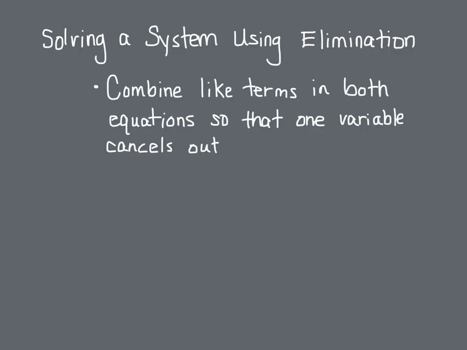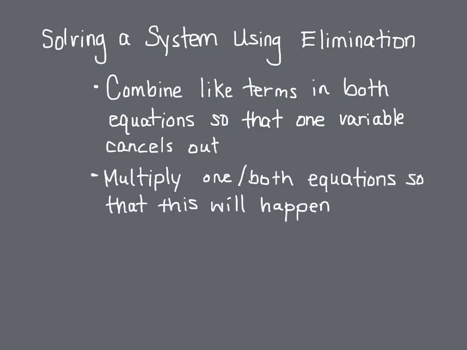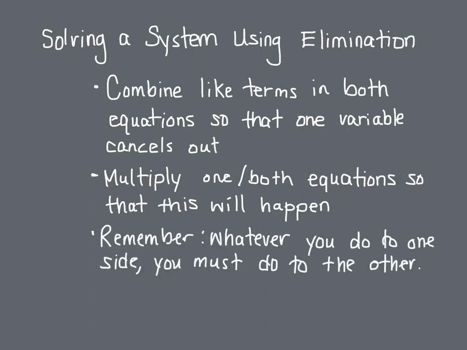To solve a system algebraically using elimination, we want to combine like terms in both equations so that one variable will cancel out. Sometimes we might need to multiply one or both equations so that this will happen. Remember, whatever you do to one side of the equation, you must also do to the other.